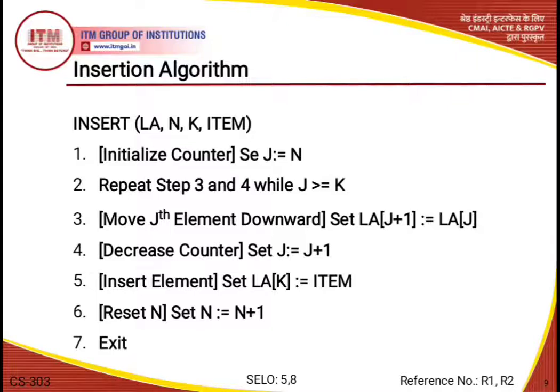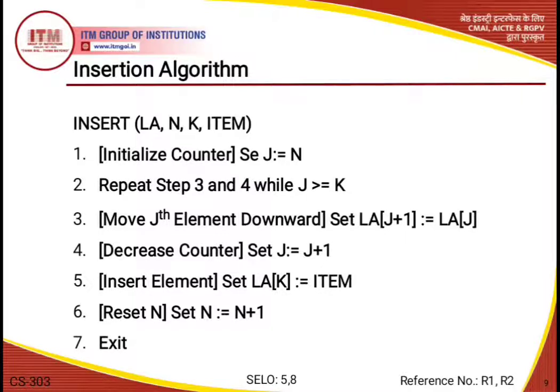Okay, so here first of all we should have knowledge about what type of elements are already present in our array, and then according to the given elements we just set the value of j. Okay, then again we apply the check so that we are not able to go beyond the loop. So for this purpose we are just applying the condition like j is greater than or equal to k. Okay, and then move j's element downward.